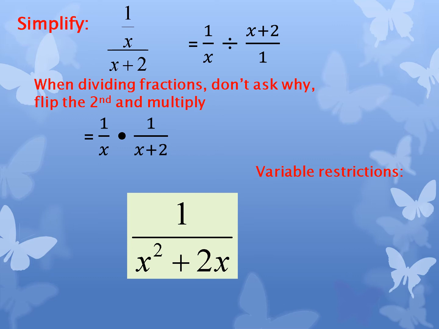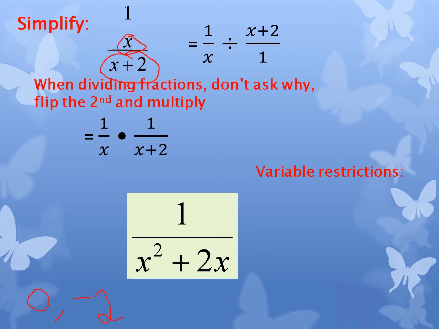So we start with the original problem. Right up here, x can't equal 0, so we're going to put 0 there. Then if we look right here, to keep this from going to 0, we also have to include negative 2, because x plus 2 equals 0 gives us negative 2.